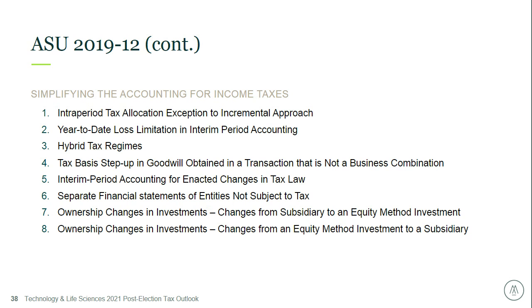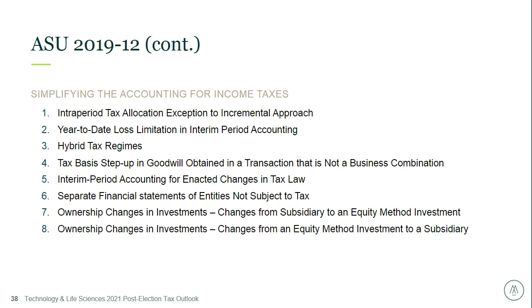Now, ASU 2019-12 requires an entity to determine first whether the tax basis step-up transaction relates to a previous business combination for which the book goodwill was originally recognized, or a separate transaction. To the extent that a goodwill step-up transaction is considered a separate transaction unrelated to the original business combination, an entity should record a deferred tax asset for this additional tax basis in goodwill.